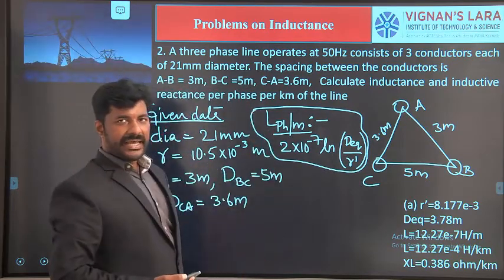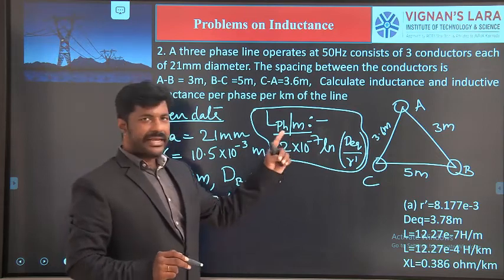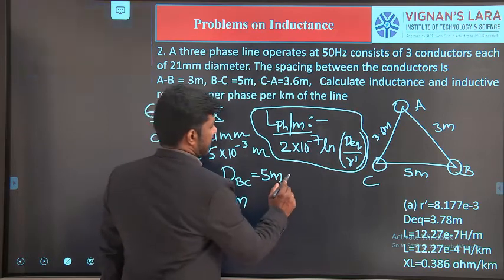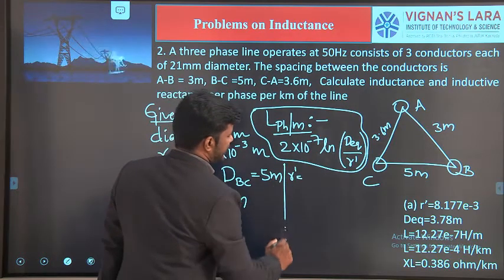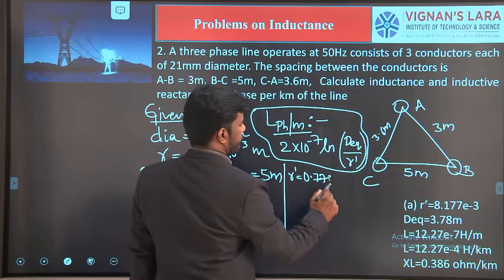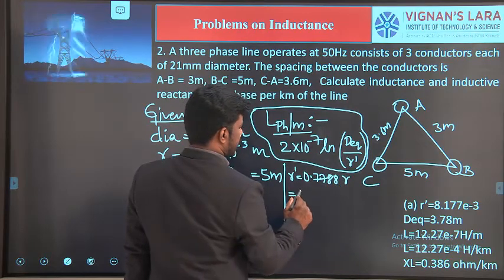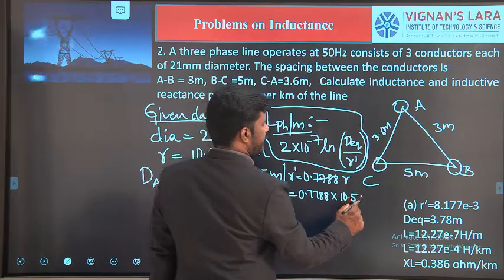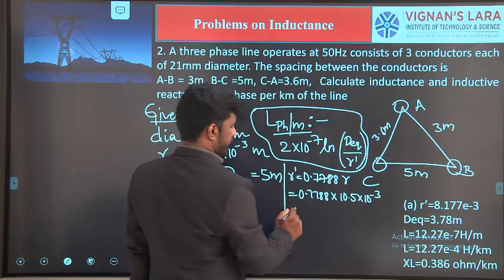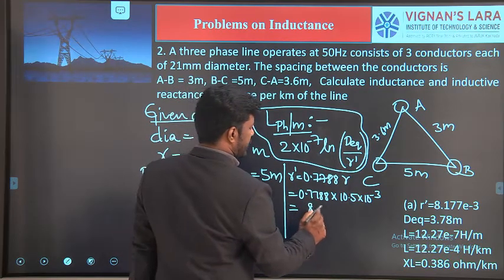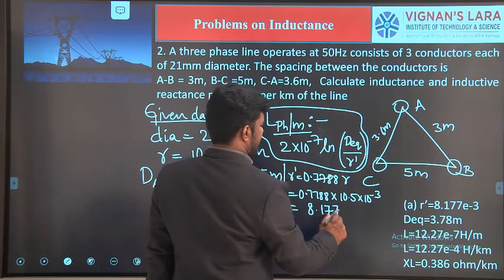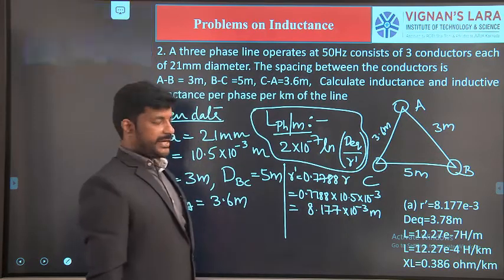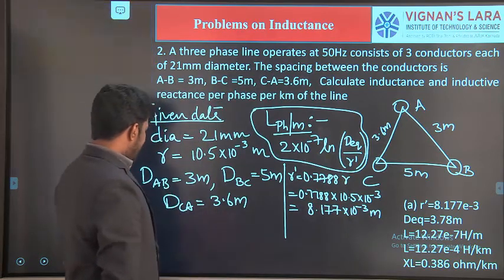To use that formula directly for 1 meter length, I want D equivalent and R dash separately. Then tell me the R dash value, how to find it out. R dash is nothing but 0.7788 into R. Radius is 10.5 millimeters, that is 10.5 into 10 power minus 3. Simplifying in the calculator, you will get this value as 8.177 into 10 power minus 3 meters. R dash was completed.